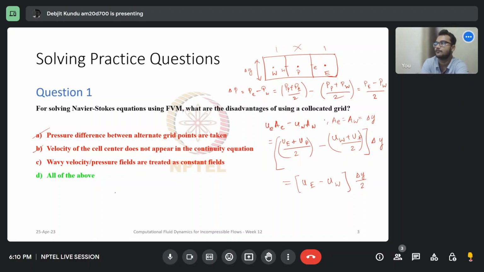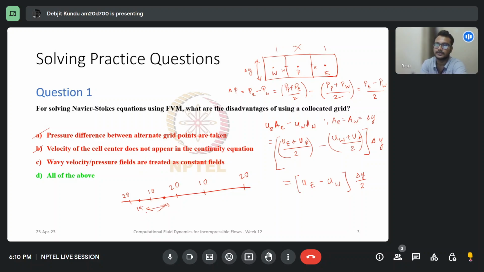Then the last point, that wavy velocity or pressure fields are treated as constant fields. So this is something that we have seen earlier, known as the checkerboard field. So checkerboard pattern. If we have something like this, let's say 20, 10, 20, 10, 20, it's a wavy pressure field like this. So in this case, when we are taking the pressure difference between these 2 points, for this point we will use interpolation and get 15. For this point also we will use an interpolation and get 15. So it ends up having no pressure difference between these 2 points.